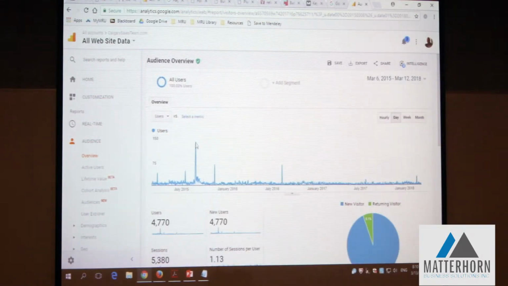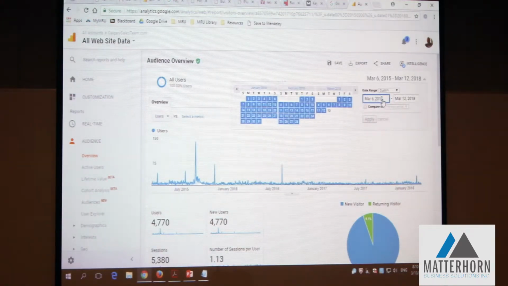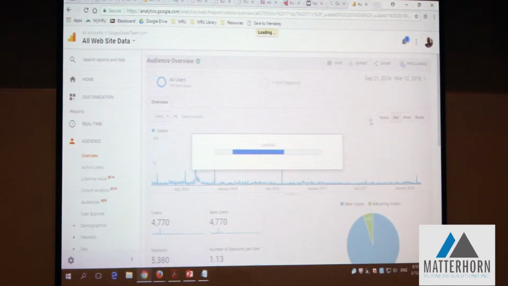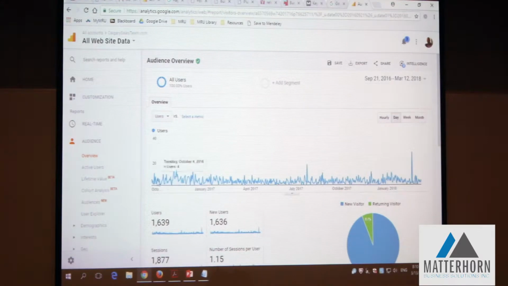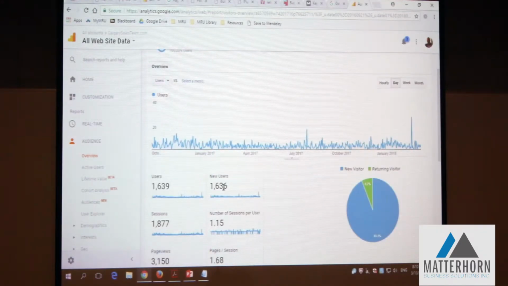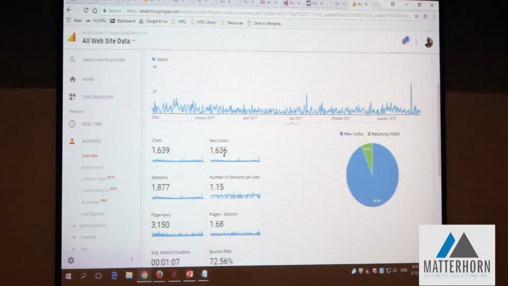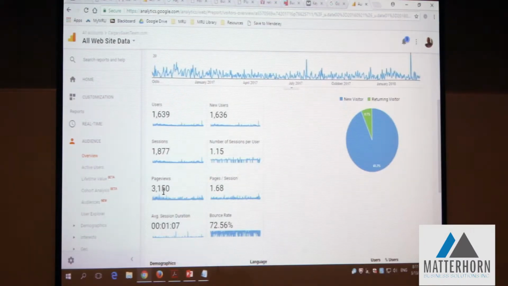Okay, and what happens is these peaks skew a lot of data. So we can go back to September 21, 2016. Okay, September. It's not so skewed. Okay, so this just shows total users over the time period. New users, so almost nobody ever comes back. Page views, total page views, so 3,100. It's 1.68 pages per session, average session duration 1 minute 7 seconds, and the bounce rate is 73%.